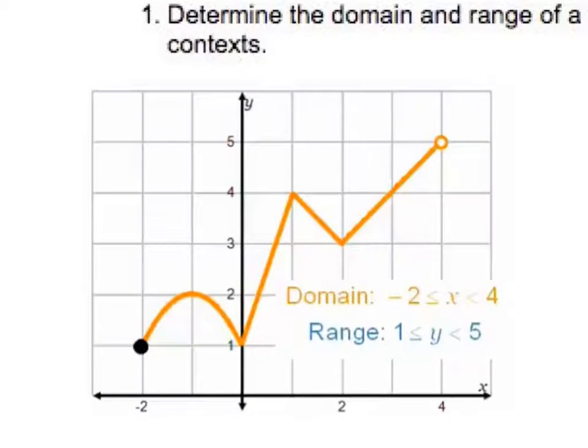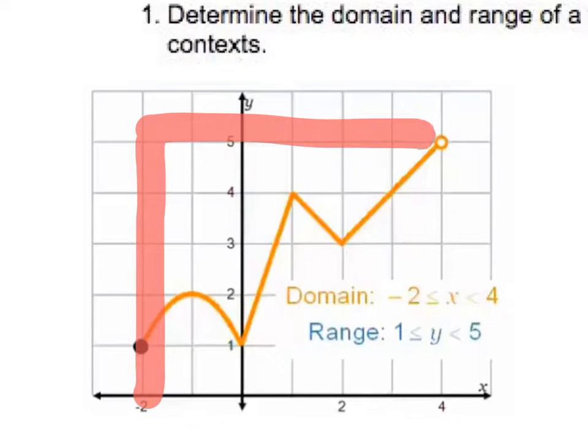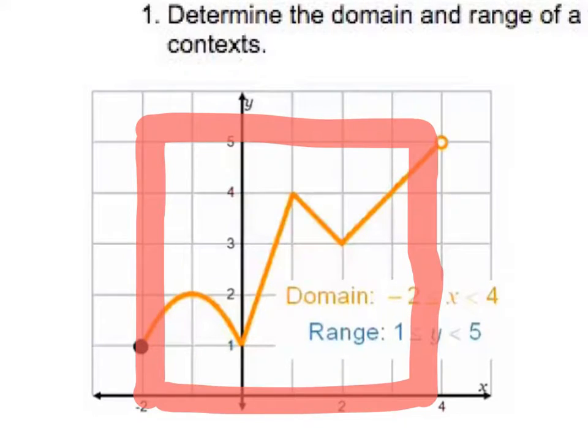It says the domain goes from -2 to 4. What I like to do is highlight and ask, where do my x values start? And where do they end? They start at -2, and my x values go all the way up until I get to 4. They don't exactly get to 4, but that's the idea.